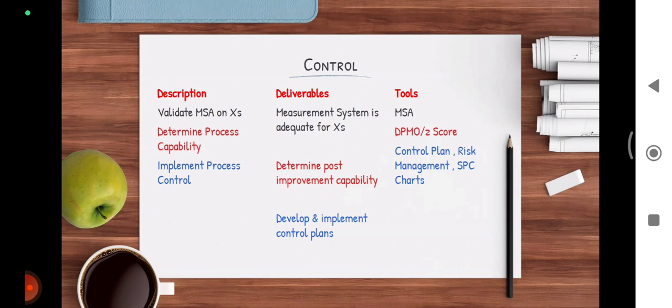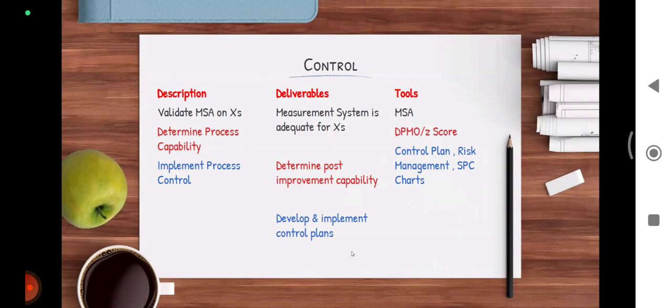And then lastly, if everything checks out, we go back to the define phase to see if indeed we have achieved what we said in the project plan, okay, in the business case. And then we can implement and develop control plans so that we can keep these X's and root causes in control so that we don't have to fix them again.